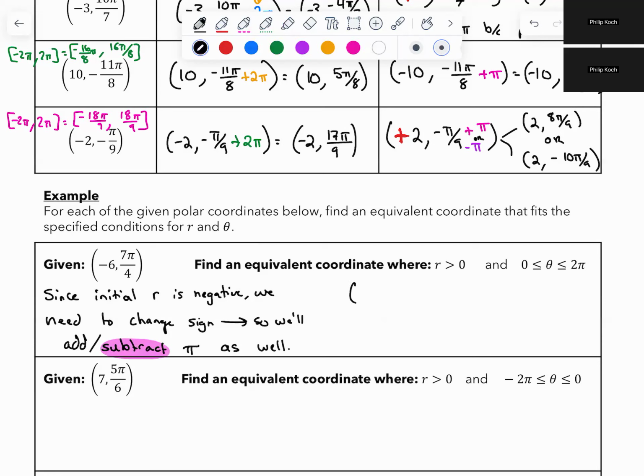So we got positive 6 comma 7 pi over 4 minus pi, which gives me 6 comma 3 pi over 4, because we don't want to exceed 8 pi over 4 and we don't want to go negative.